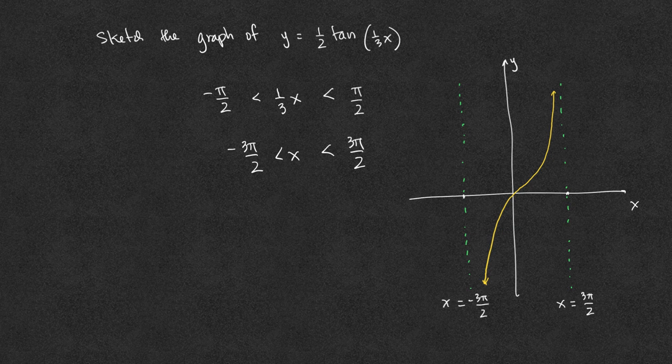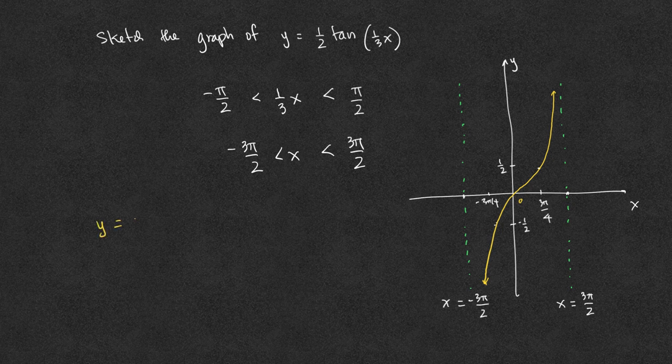What about the 1/2? If the original function, when x equals 1, is in between 0 and the vertical asymptote, then this time, between 0 and 3 pi over 2, which is now 3 pi over 4, the y value is 1/2 instead of 1. Similarly, when x is negative 3 pi over 4, the y value is now negative 1/2 instead of negative 1. If we're not sure, we can evaluate these.